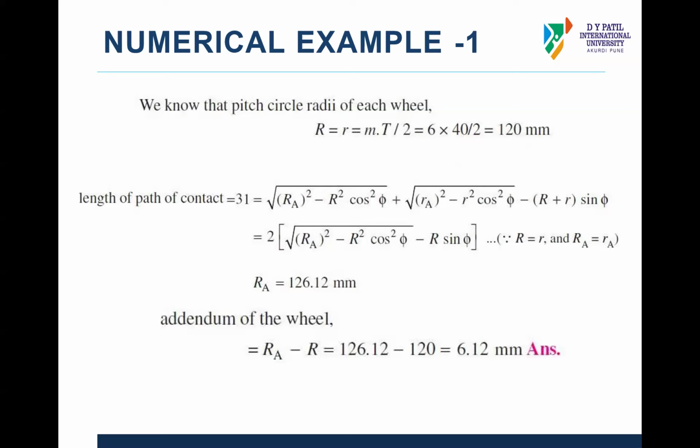is equal to the square root of RA square minus R square cos square phi, plus the square root of R square minus R square cos square phi, minus this pitch circle R plus R into sin phi. So we have 2 into the square root of RA square minus R square cos square phi, minus R sin phi. So we have the RA value, addendum radius, 126.12. So the addendum of the wheel will be this addendum radius minus pitch circle radius. So 126.12 minus 120, you get the addendum value for this wheel as 6.12.